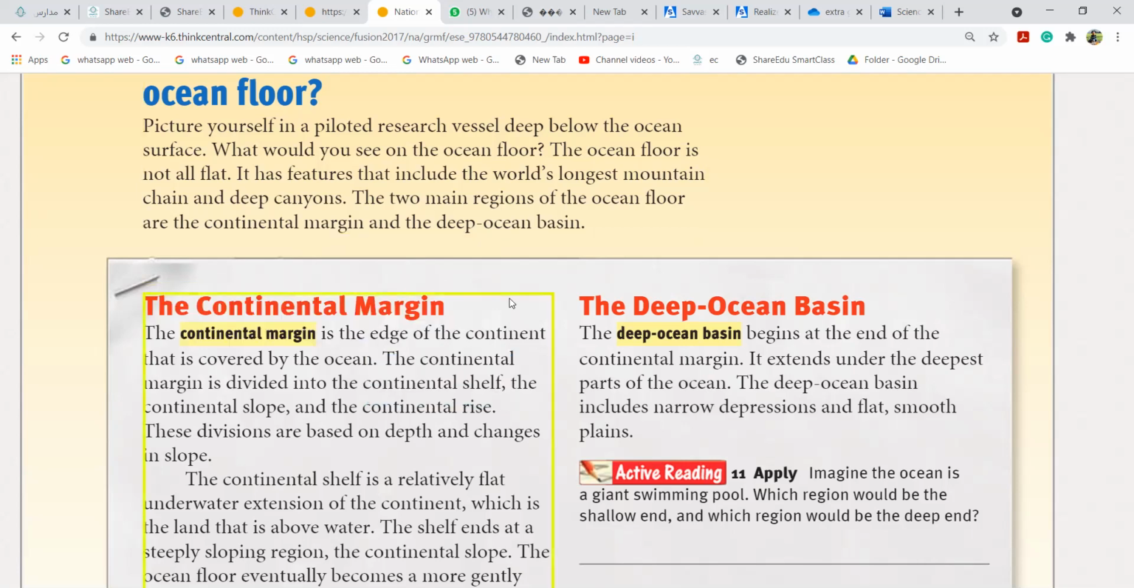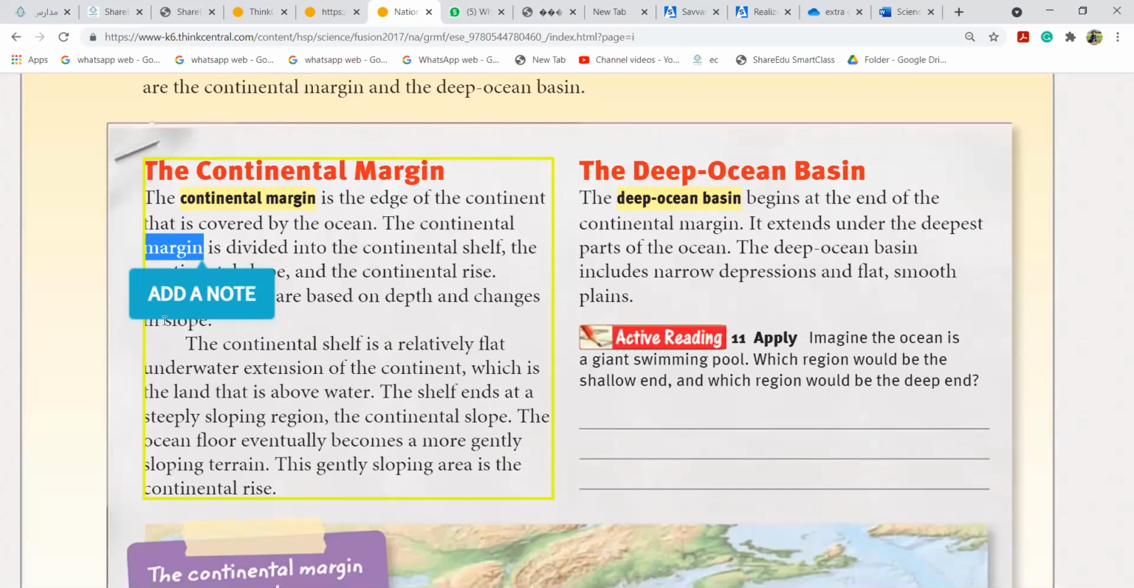Now, what is the continental margin, girls? This is the edge of the continent. If I show you on the map, the edges, the corners of the continent that is covered by the ocean, that is called the continental margin. The word margin means the corners, like how you put a margin to your page. The margin of each continent, which is covered by ocean, is divided into continental shelf, continental slope, and continental rise.